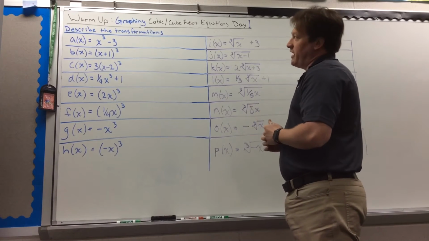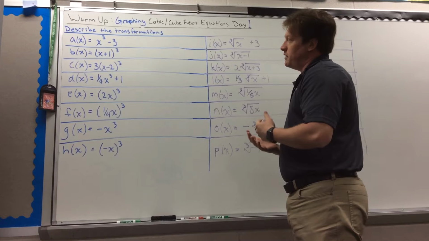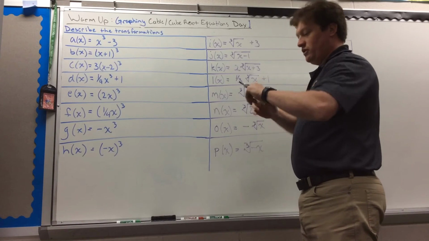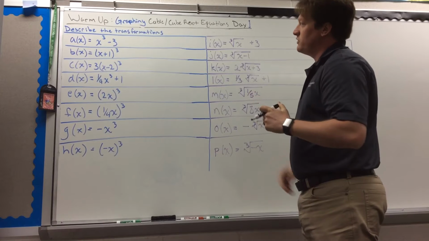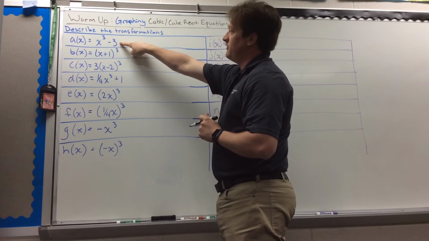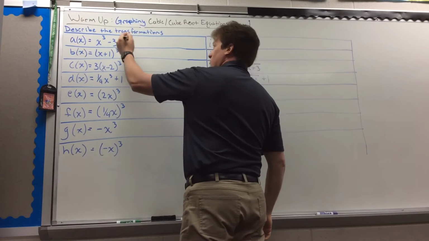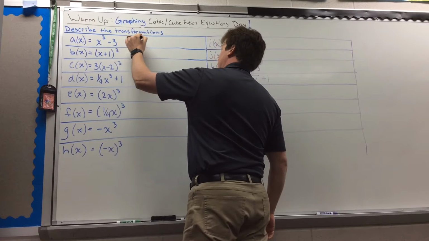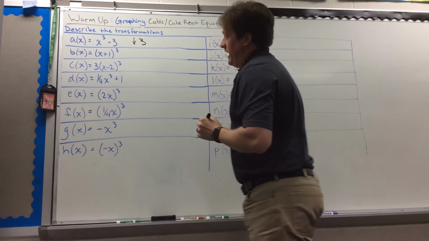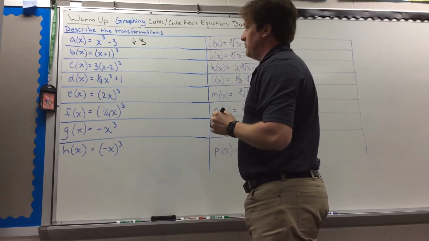So without using our calculator, we're looking at the equation. We're determining what is going on with each one of these graphs. So the first graph, A of x is equal to x cubed minus 3. This is a D value. That negative 3 means that this graph is going to shift down 3 units. So I'm just going to do arrows for shorthand. We're moving down 3 units. Okay? And the shape is going to be our parent shape.